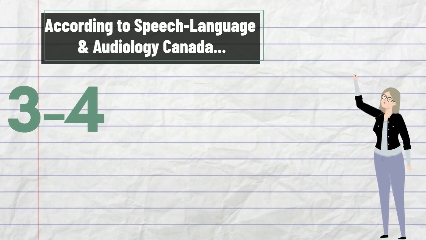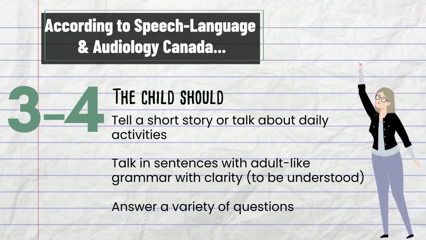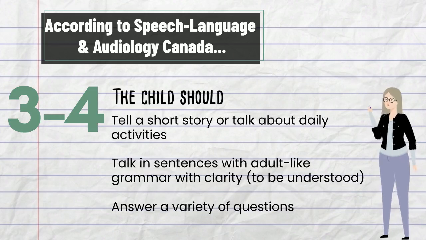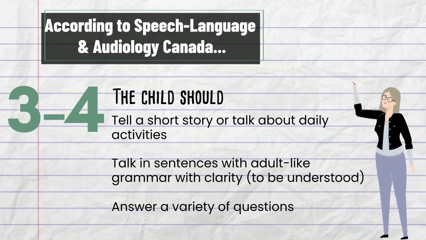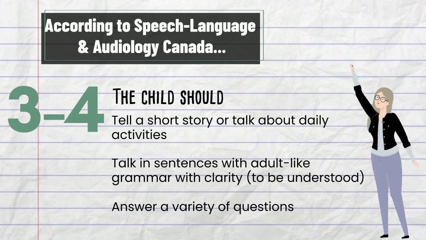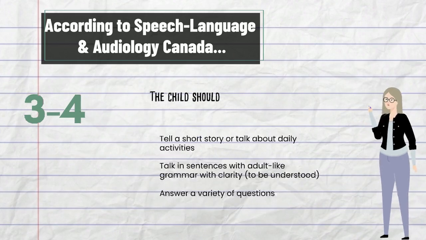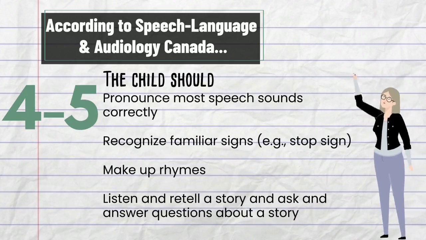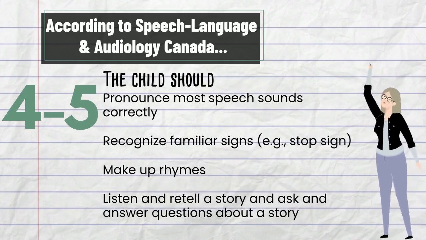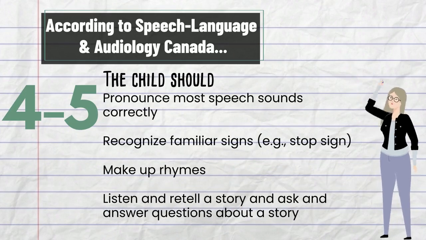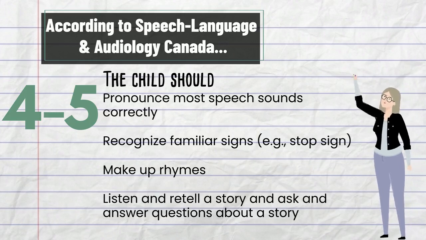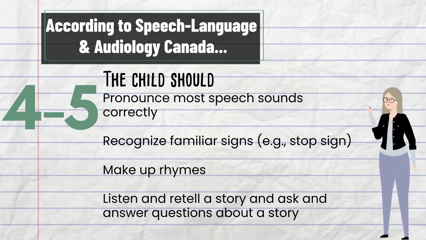By 3 to 4 years, the child should tell a story or talk about daily activities, talk in sentences with adult-like grammar with clarity enough to be understood, and answer a variety of questions. By 4 to 5 years old, the child should pronounce most speech sounds correctly, recognize familiar signs, for example, the stop sign, make up rhymes, and listen and retell a story and ask and answer questions about a story.